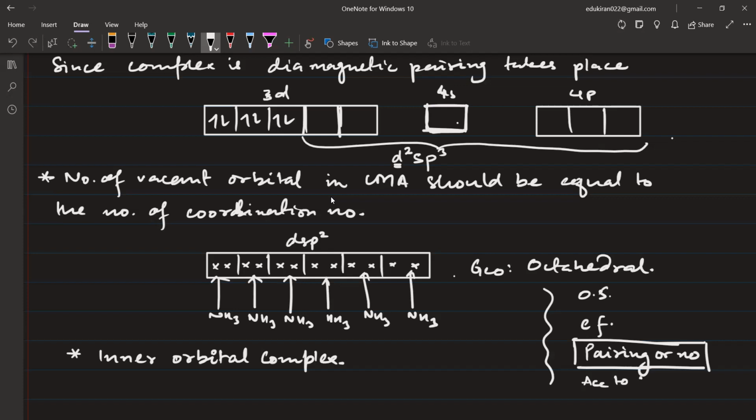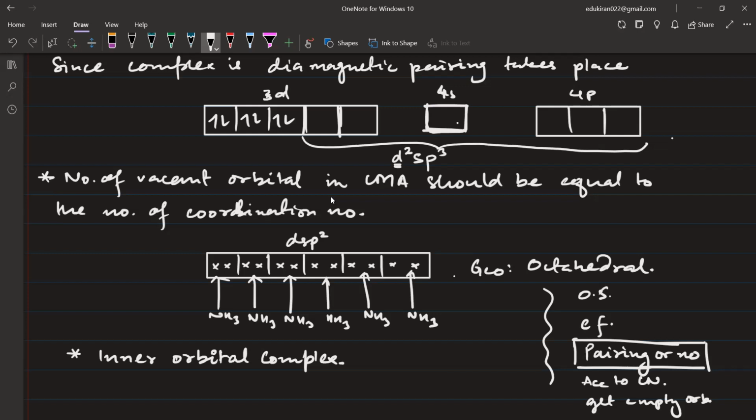According to the coordination number, get the empty orbitals. Okay, oxidation state, electronic configuration, and according to the coordination number, get the empty orbitals. So these are the steps that you need to follow. Only 4 steps for valence bond theory.